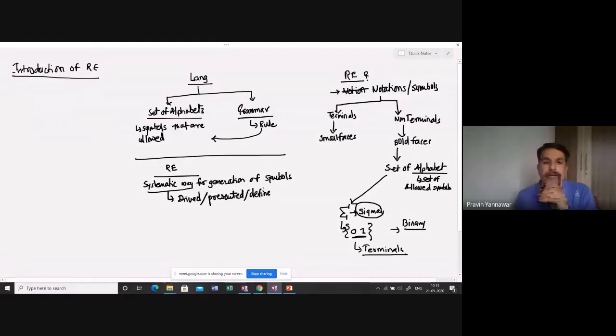To really prepare the words, they must be prepared in some systematic way, and that systematic way must be a common way that is to be adopted, irrespective of the person who is generating those words. So a regular expression is a systematic way of generation of the symbols, and this is being done in this particular way.